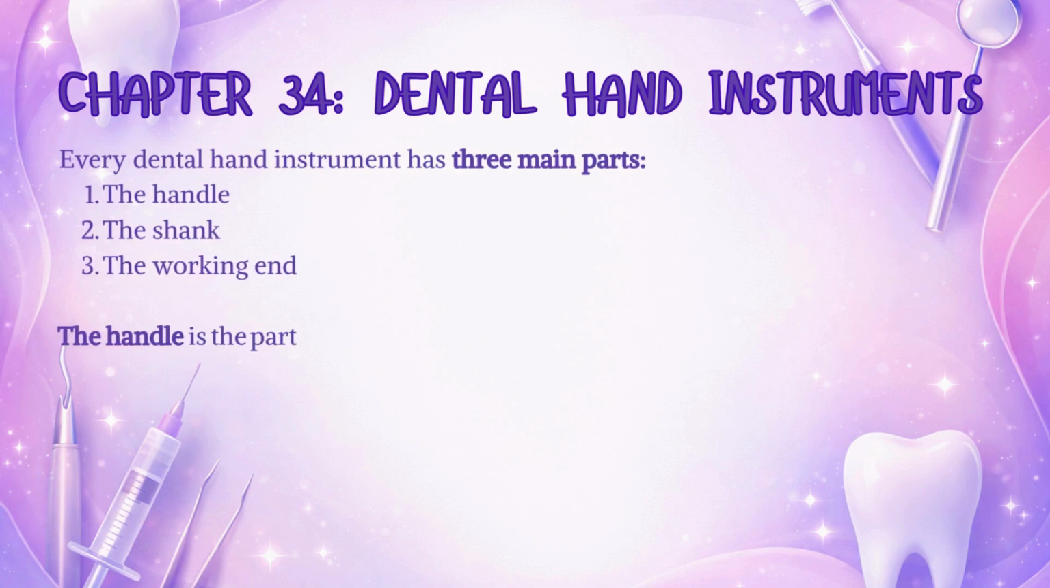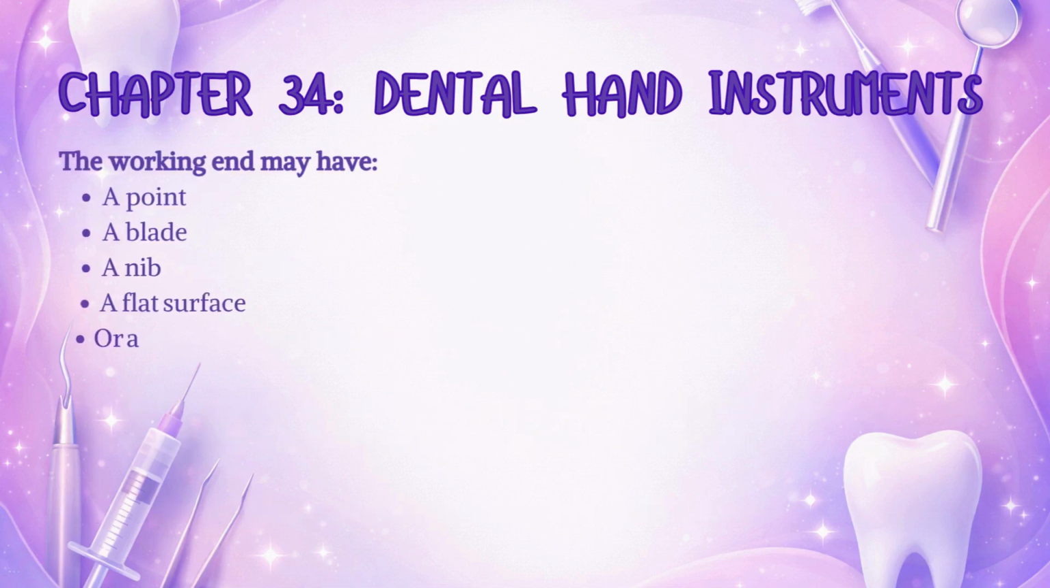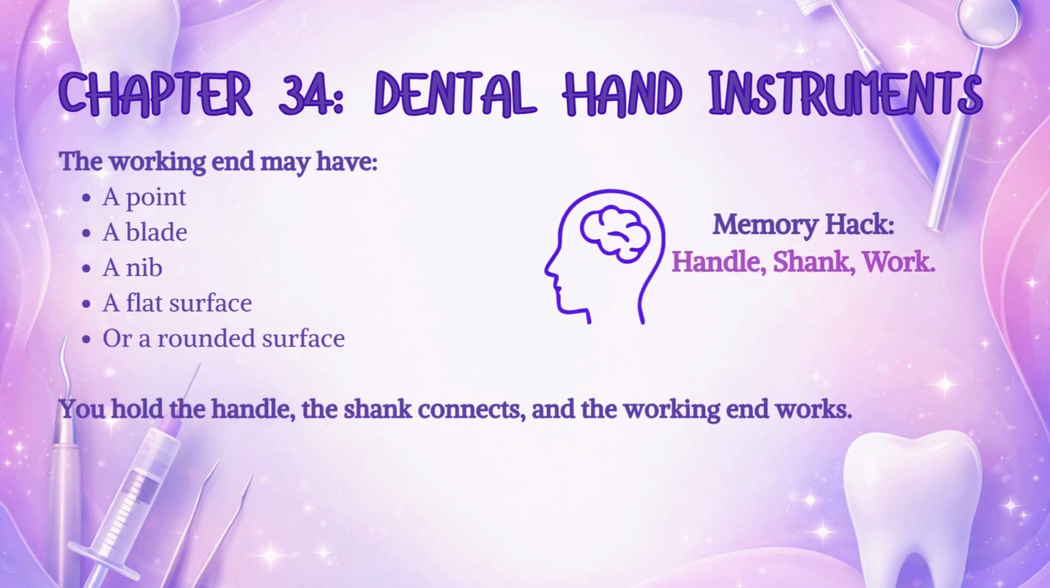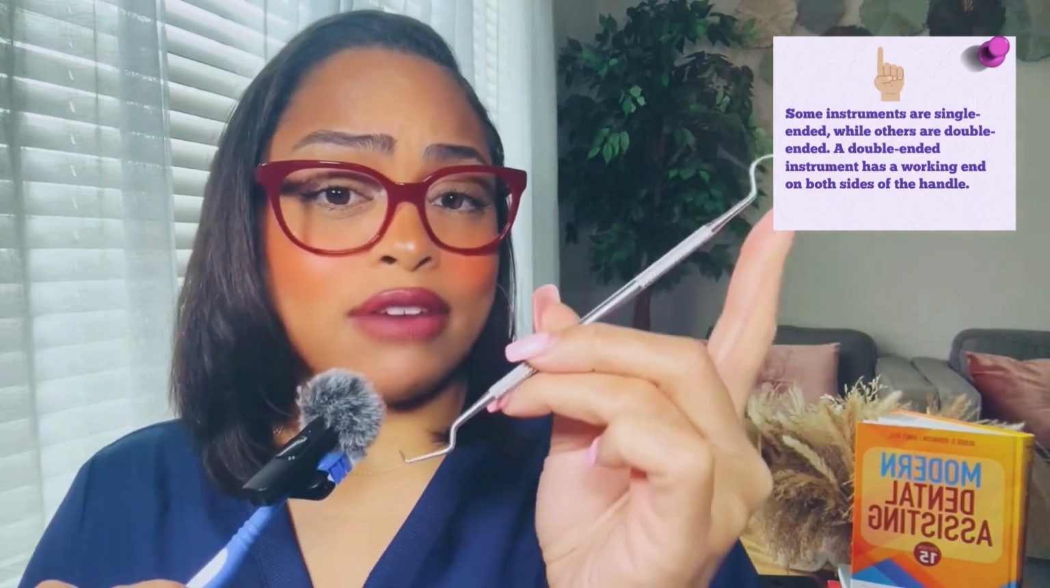Every dental hand instrument has three main parts: the handle, the shank, and the working end. The handle is the part the operator holds. The shank connects the handle to the working end. The bends and angles in the shank help the instrument reach different areas of the mouth, and the working end is the part that performs the actual function. The working end may have a point, a blade, a nib, a flat surface, or a rounded surface. You hold the handle, the shank connects, and the working end works. Some instruments are single-ended, meaning they only have one working end, such as our mouth mirror, while some are double-ended, meaning they have two working ends.